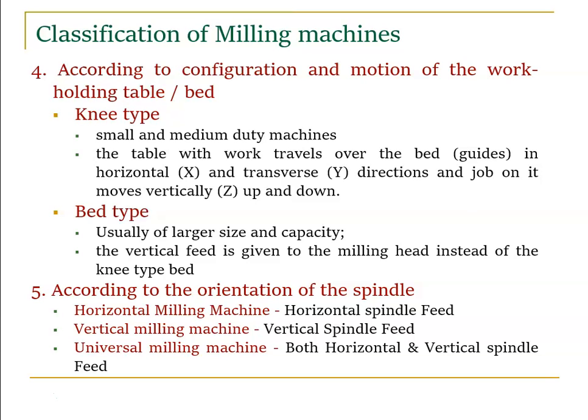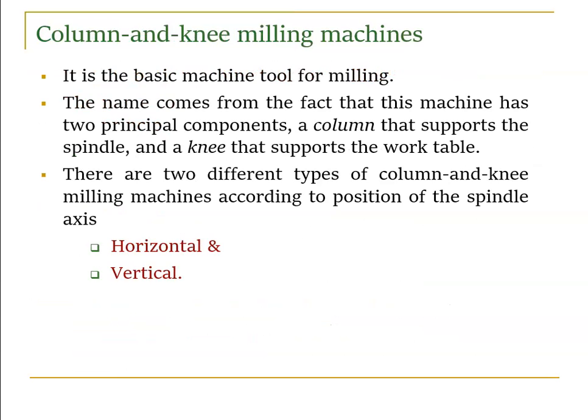One is horizontal milling, vertical milling and universal milling. Horizontal milling means the spindle is horizontal. If the spindle is vertical, then we say vertical milling machine. If the spindle has both horizontal and vertical, then we say universal milling machine. Alright, so these are some of the classifications. So we have 5 classifications.